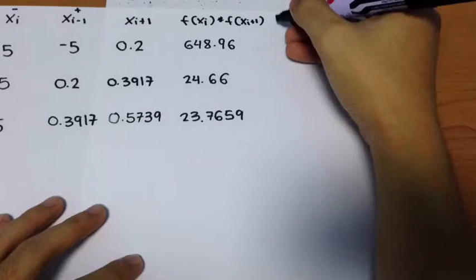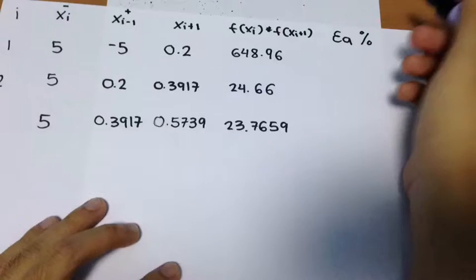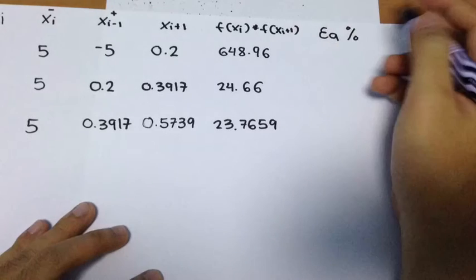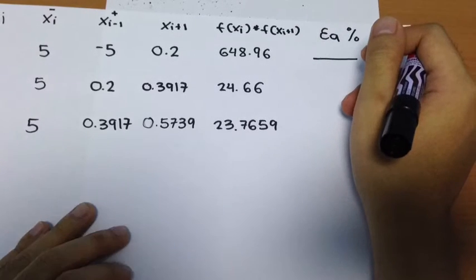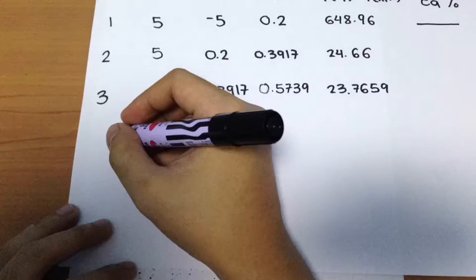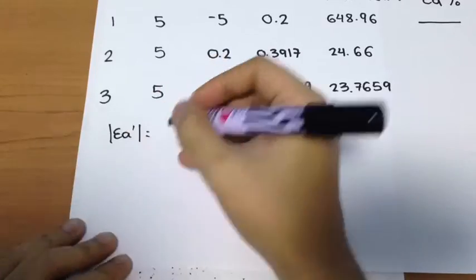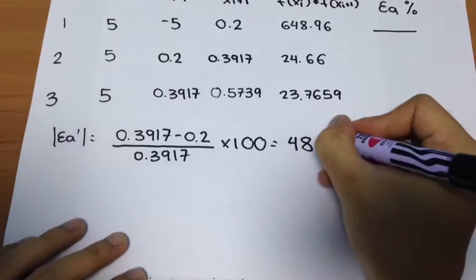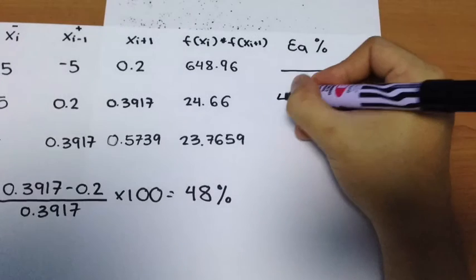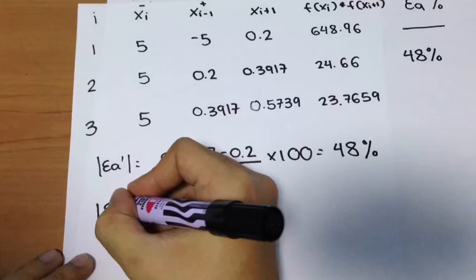And we are ready. Our table is set, all of the details are done, and we are ready for our approximation error. For the first iteration, we have no approximation error since we have no previous value. So our iteration 2 has an approximation error of 48%. And we write that down. And we proceed to our third iteration.